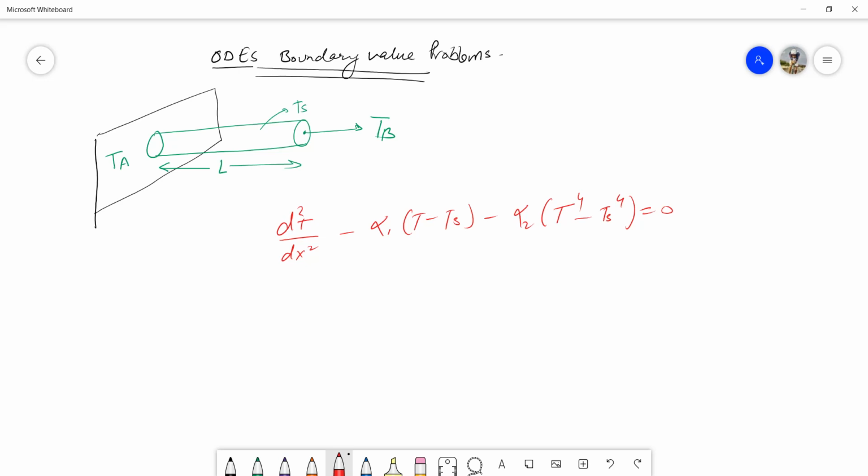Now this second order differential equation can be solved once we know the two boundary conditions, that is T at x equal to 0 can be said as TA, and the second boundary condition is T at x equal to L will be your TB. So based upon these boundary conditions, we'll be able to solve this differential equation. Clear? So there are certain equations which need boundary conditions for their solution.